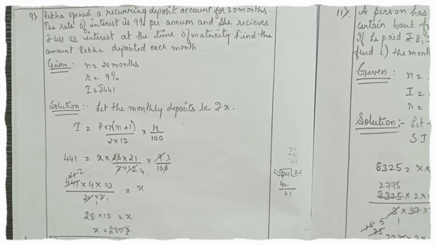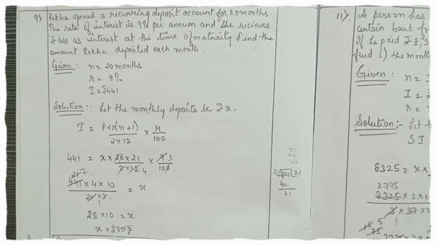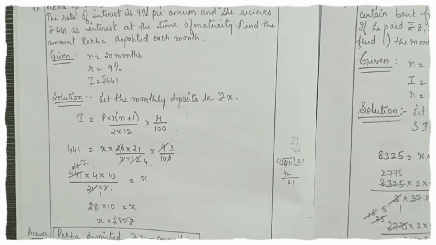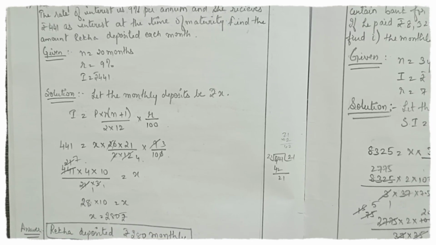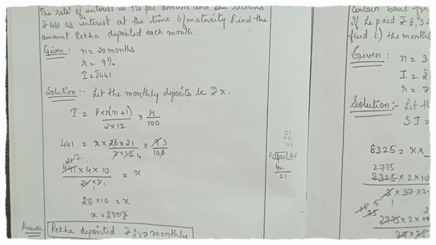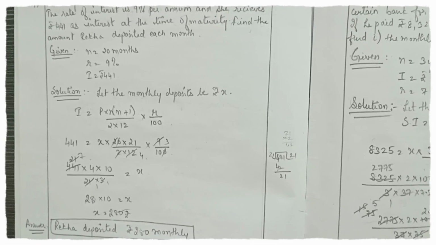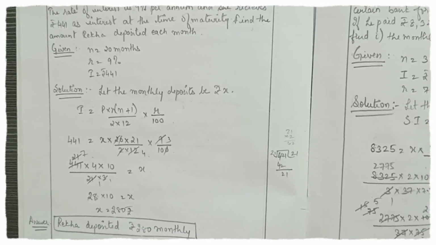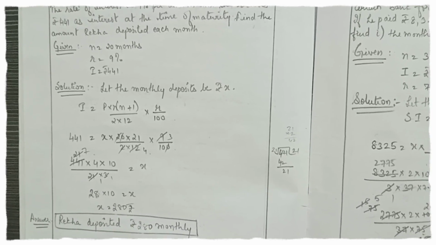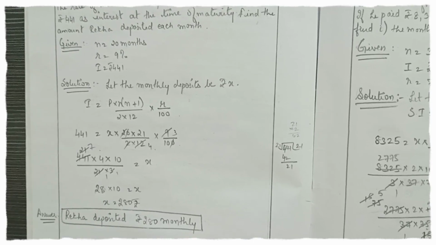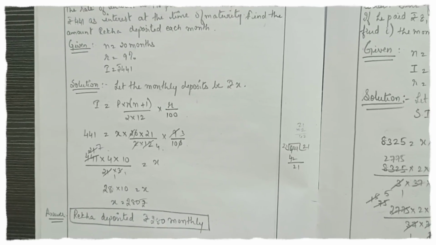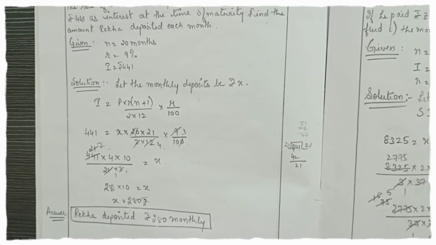Given N is equal to 20 months, R is equal to 9%, interest received is rupees 441. Let the monthly deposit be rupees X. I is equal to P into (N plus 1) over 2 into 12 into R over 100. By substituting the values, we get 280 rupees per month. Rekha deposited rupees 280 monthly.